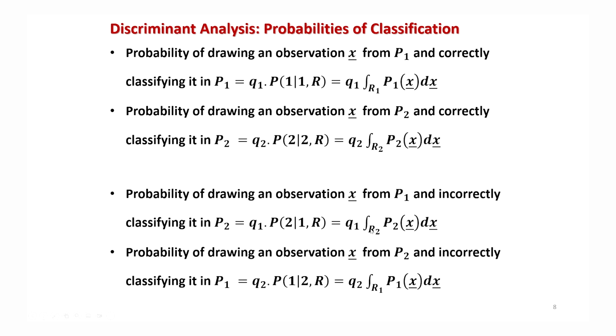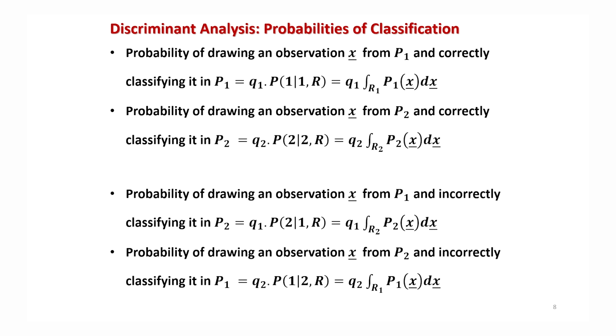Right? Now, we would like to extend this definition of the probabilities, and we would like to compute the probability, if we know the prior probability, that an observation is coming from a particular population and is correctly or incorrectly classified into a population.